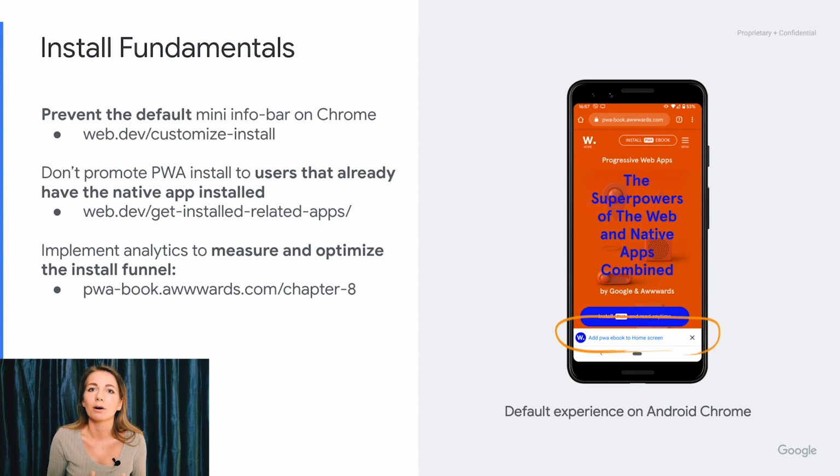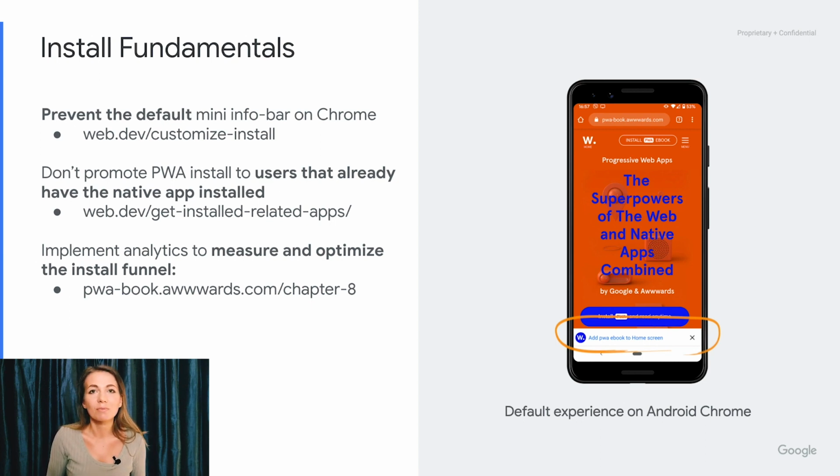The mini info bar was only intended as a temporary solution. It's not really the best user experience since it's generated by the browser, and it has no way to know when is the right moment to appear. It just shows up as soon as the site passes installability criteria and the user engagement measure. So the recommended best practice here is just to stop the mini info bar from showing and instead use a customized UI prompt.